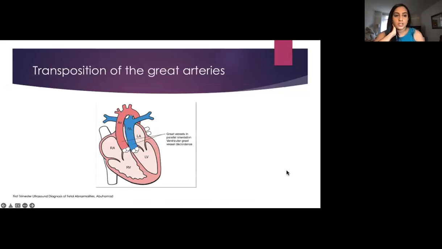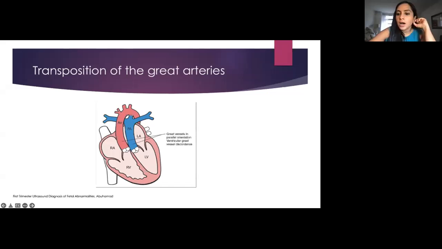In terms of transposition of the great arteries, complete transposition is a common cardiac malformation with AV concordance and... sorry, was there a question? Okay. Is everyone muted? I think I can hear myself echoing. Okay, I'm going to keep going.